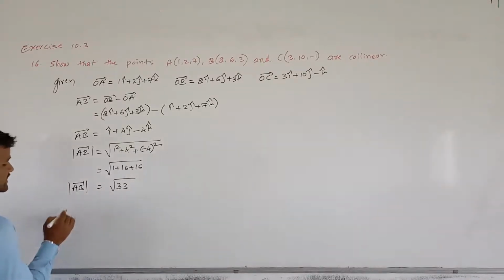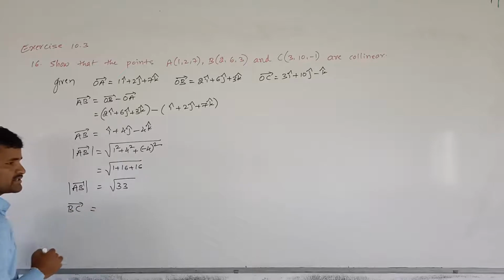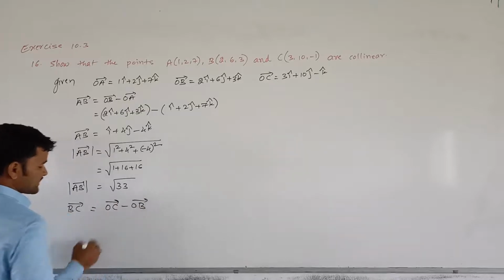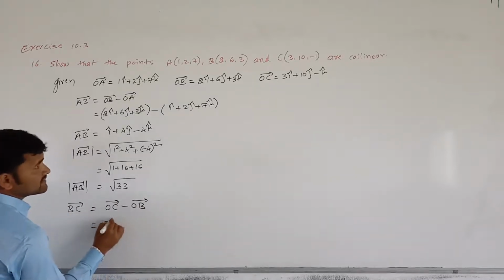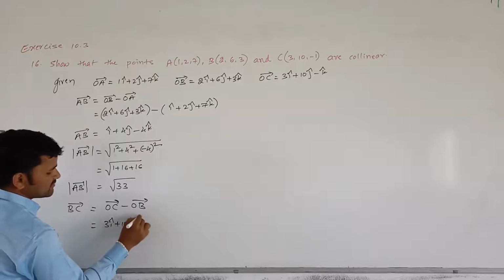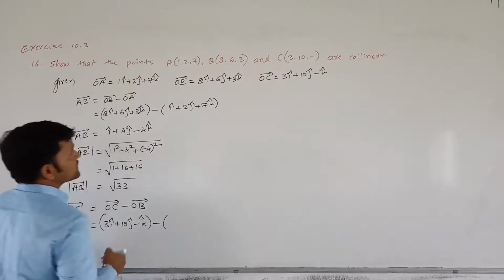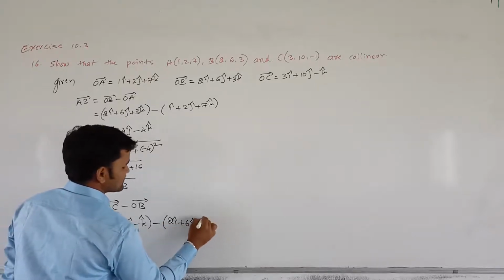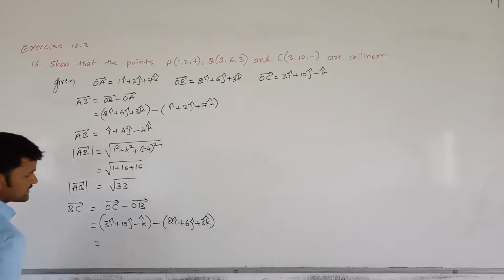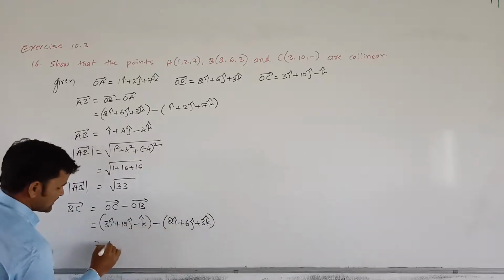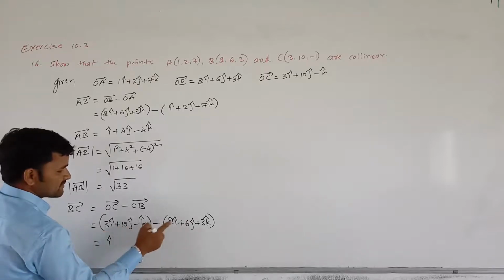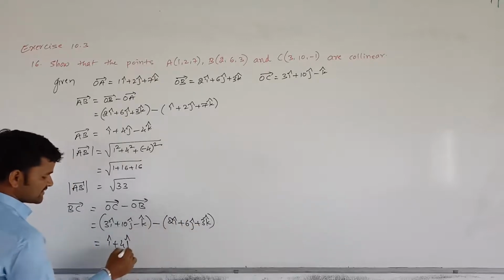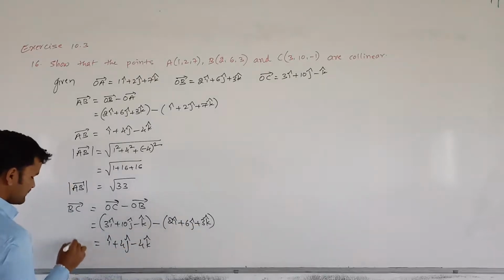Next, let us find vector BC. BC is a vector joining 2 points B and C. This will be OC minus OB. OC we know, that is 3i plus 10j minus 1k, minus vector OB, which is 2i plus 6j plus 3k. Now, subtracting the corresponding components, 3i minus 2i is i, 10j minus 6j is 4j, and minus k minus 3k means minus 4k.